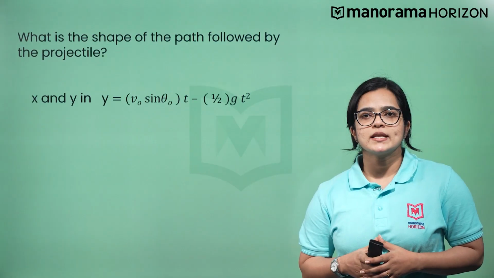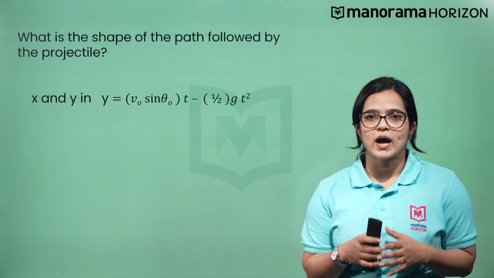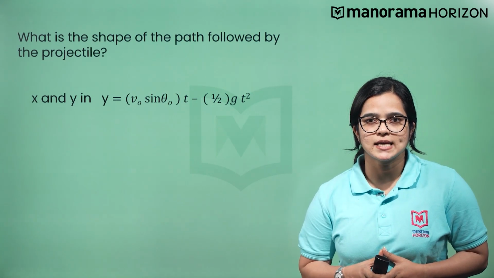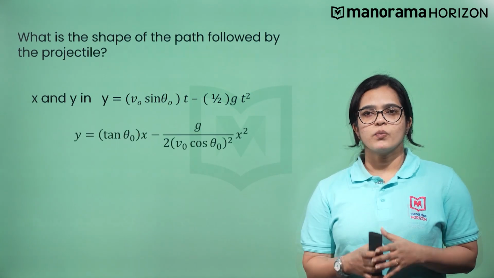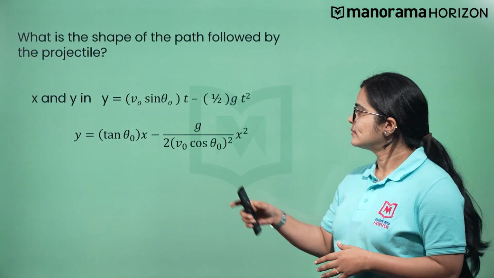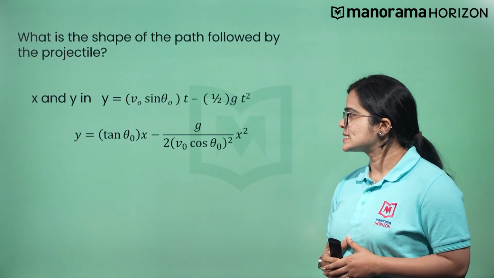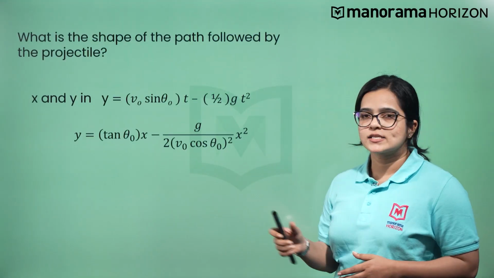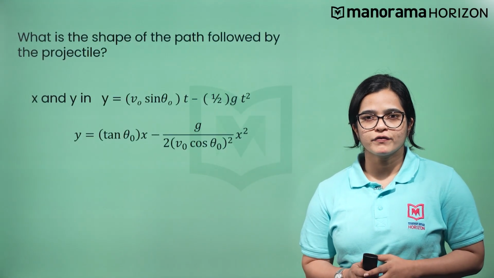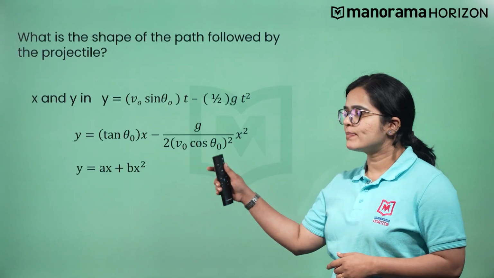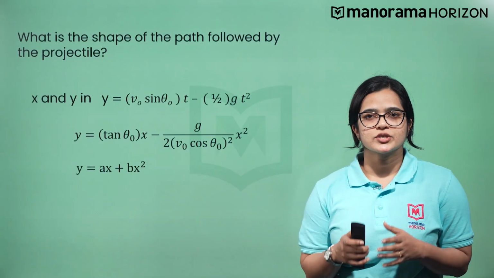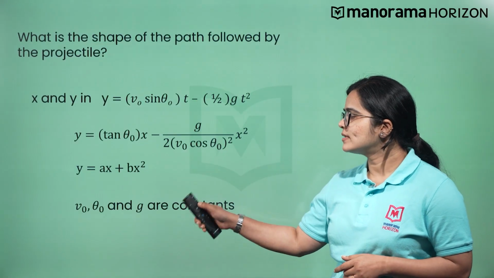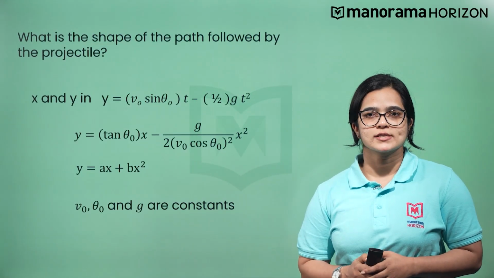Eliminating the time between the expressions for x and y in the equation y equal to v0 sin theta 0 times t minus half g t square, we get y equal to tan theta 0 x minus g by 2 v0 cos theta 0 square x square. It is in the form of y equals ax plus bx square, in which a and b are constants, since v0, theta 0 and g are also constants.